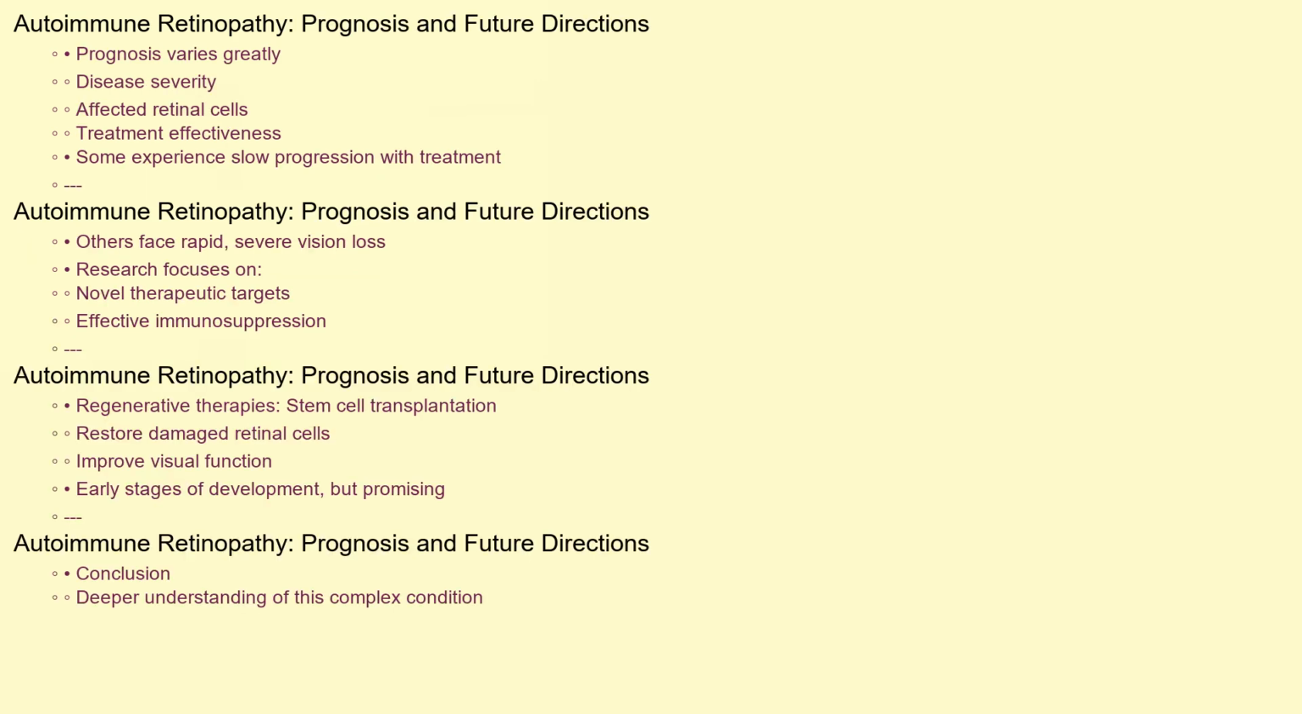The prognosis for individuals with autoimmune retinopathy varies considerably depending on the severity of the disease, the specific retinal cells affected, and the effectiveness of treatment. Some individuals may experience relatively slow progression of vision loss with appropriate treatment, while others may face more rapid and severe visual impairment. Ongoing research is focused on identifying novel therapeutic targets and developing more effective immunosuppressive strategies. There's also growing interest in exploring regenerative therapies, such as stem cell transplantation, to potentially restore damaged retinal cells and improve visual function. While these approaches are still in early stages of development, they hold promise for the future of autoimmune retinopathy treatment.